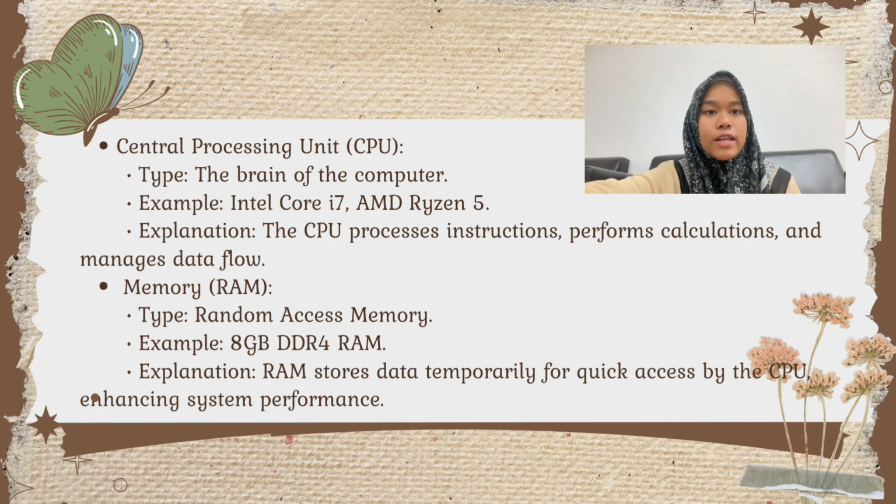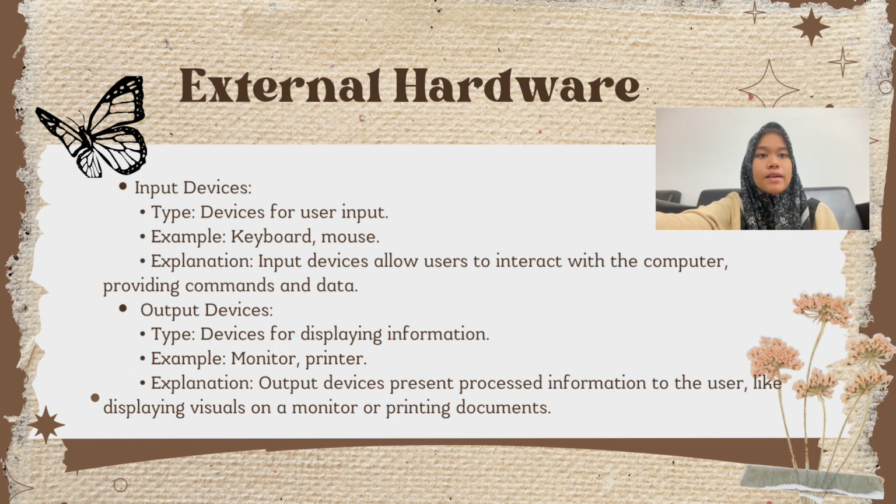Third is memory, random access memory, for example 8GB DDR4 RAM. RAM stores data temporarily for queued access by the CPU, enhancing system performance. Second is external hardware.